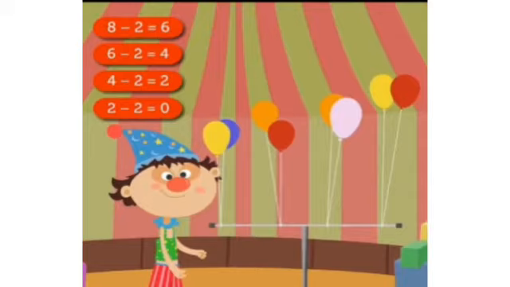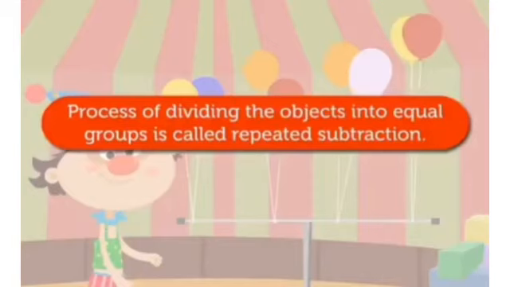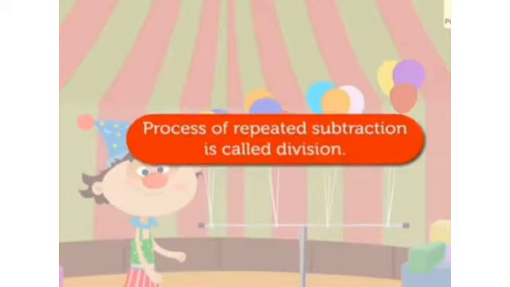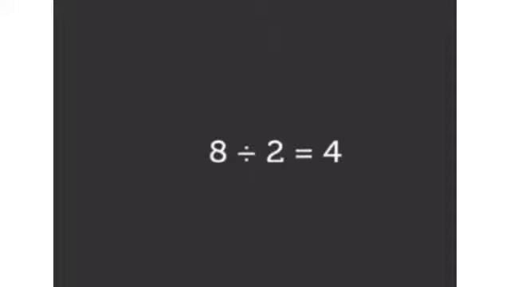And you can also see he tied the same number repeatedly. He showed the repeated subtraction. So students, we can say the process of dividing objects into equal groups is called repeated subtraction. And you know the process of repeated subtraction is called division. We can write it as 8 divided by 2 equal to 4. And students, remember, this sign is used to show division.